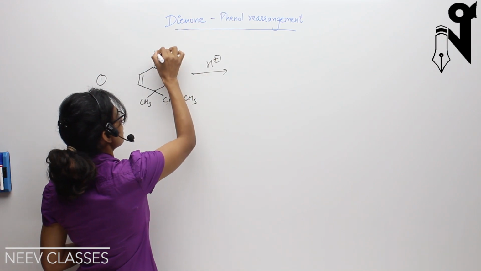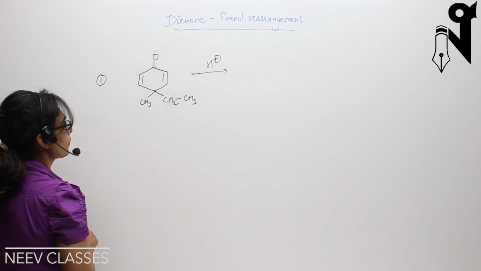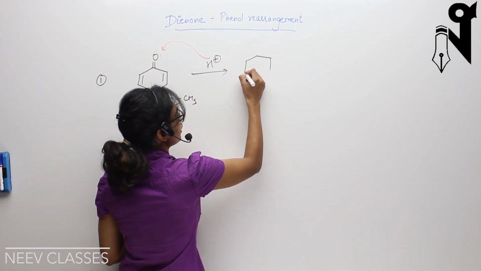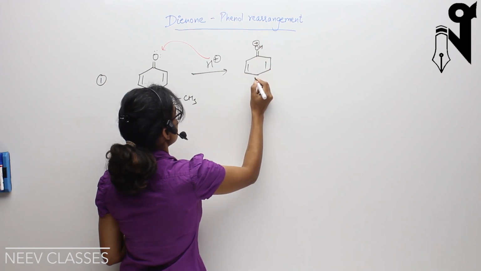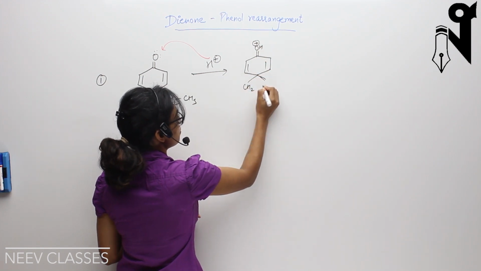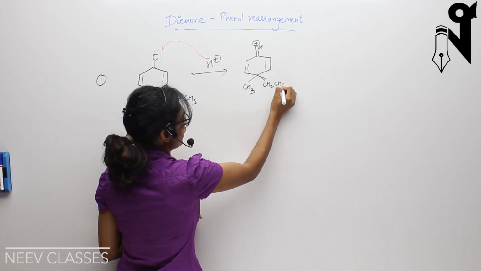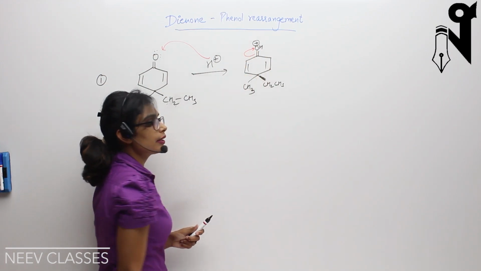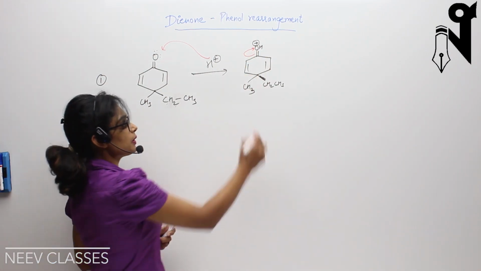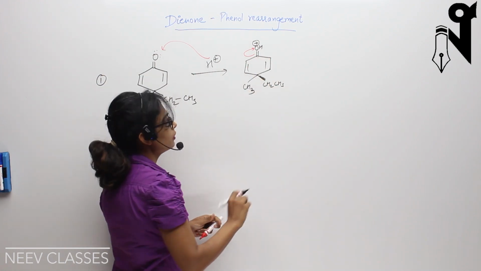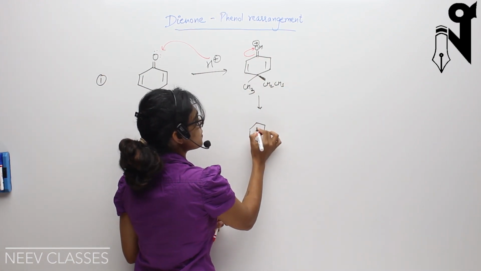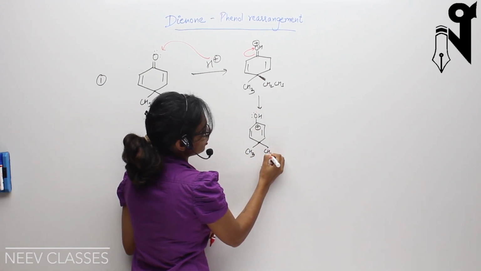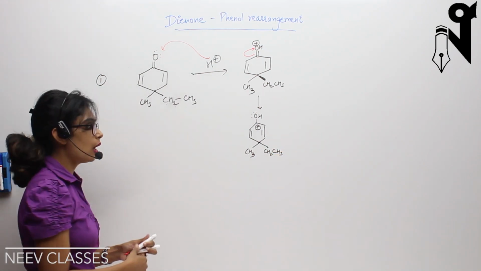H plus will attack on oxygen forming the protonated alcohol, hence converting it into this kind of molecule. This is the protonated alcohol, right? And now what will happen? This oxygen will break its bond with carbon so that it can regain its pair of electrons, and the plus charge will shift onto this carbon. This is carbon number 1, hence forming CH3, CH2, CH3.